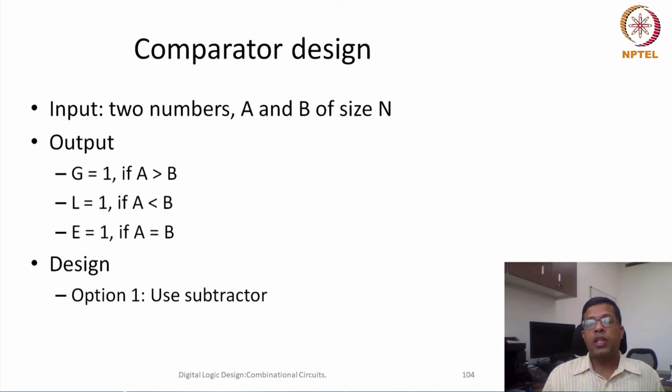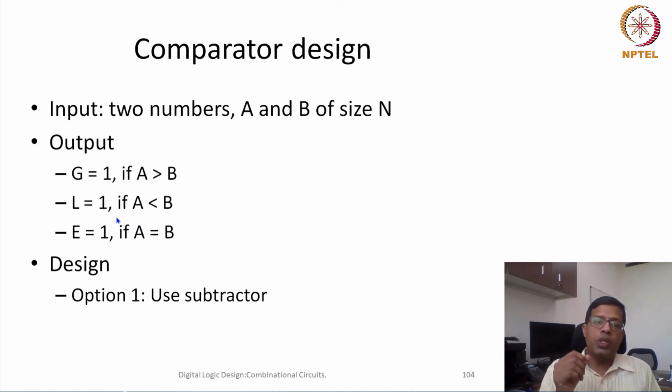It looks like in this case at least one of them has to be 1. Either it would be greater, less than, or equal. But still three different outputs are used so that we can be clear whether it is greater, less or equal. So how to design a comparator has been an interesting topic.